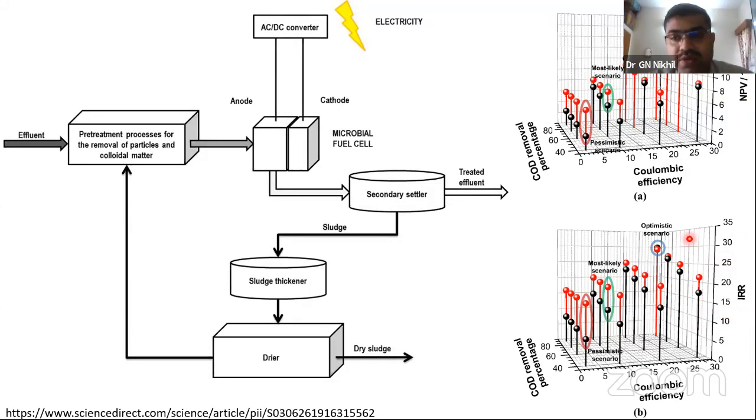So this is what they are presenting. This is a very optimistic scenario, and this is the most likely scenario, which is close to the real world. And this is a very pessimistic situation, which happens in a very rare situation, where on the x-axis you have Coulombic efficiency, that is the performance of the microbial fuel cell.